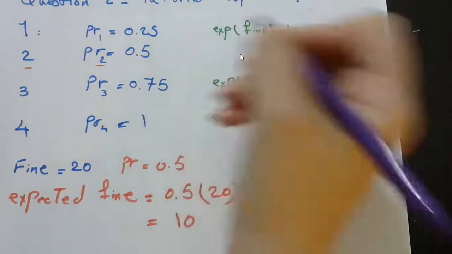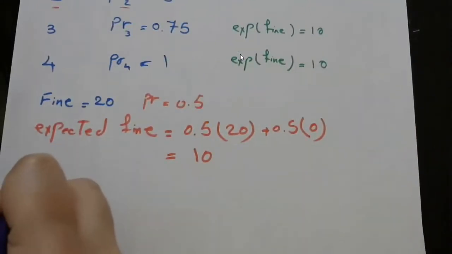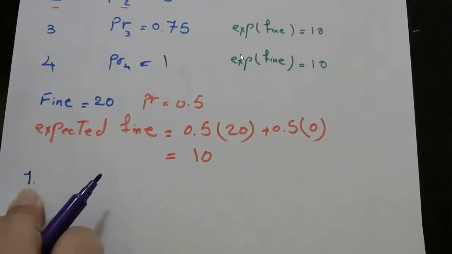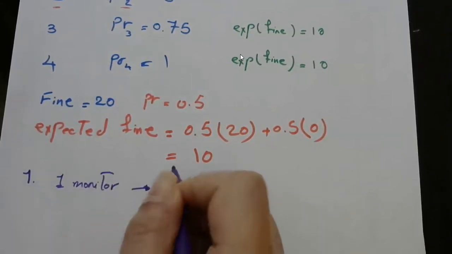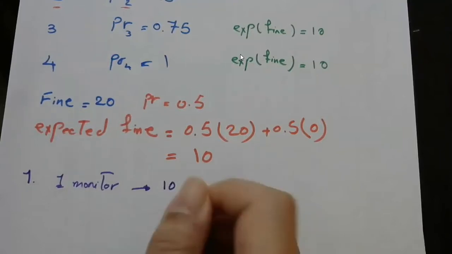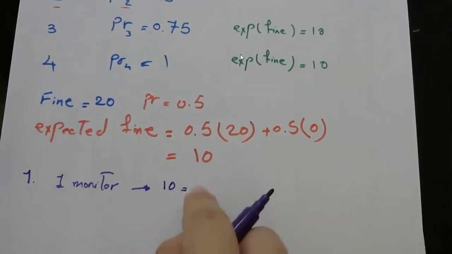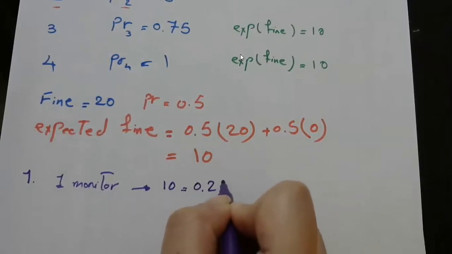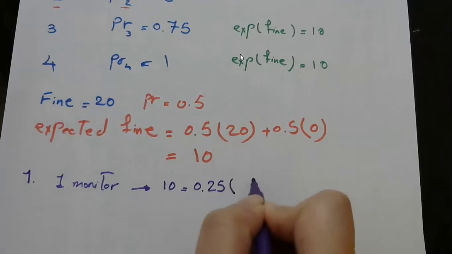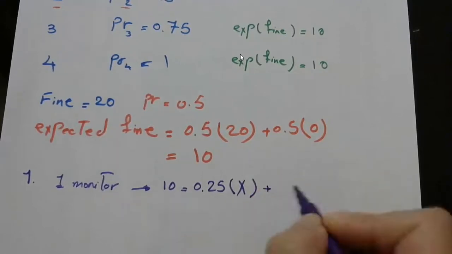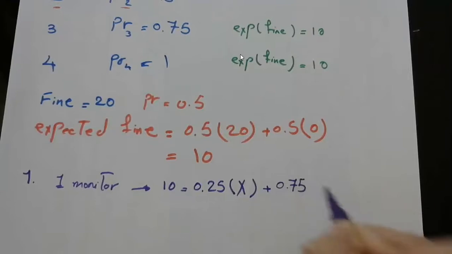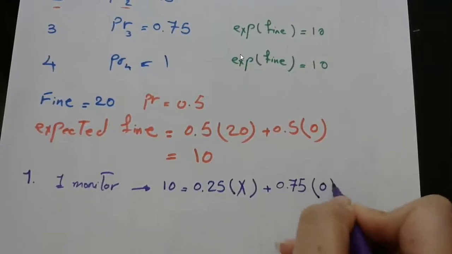So that's why I have to write, okay, let me write it here, that for example, situation one is having one monitor. The expected fine, I know that it is 10. But what is the formula of expected fine? Probability of being fined, which is 25%, multiplied by the value of the fine, which I don't know how much is this. I want to calculate this. I want to know how much is the value of fine if I want the expected fine to be 10. So plus the probability of not being fined, which is 75. And then, of course, the value of not being fined is 0.